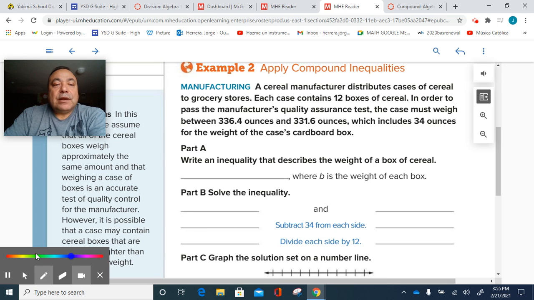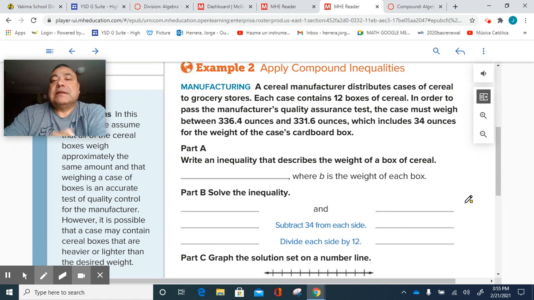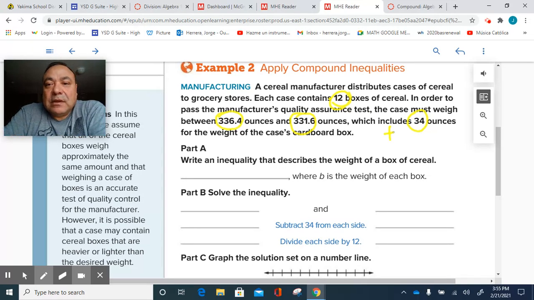Okay, guys, we're here and we're going to analyze this a little bit. It looks like a big problem, but it's not. We have cases that contain 12 boxes, so it's really nice if you can circle those with numbers, so then you can go back and check them out.